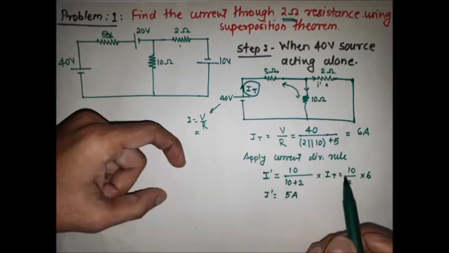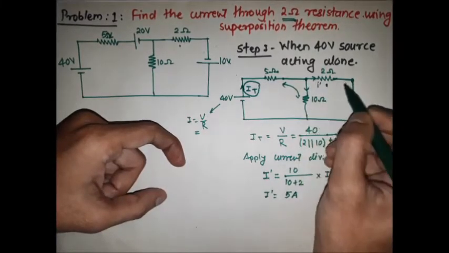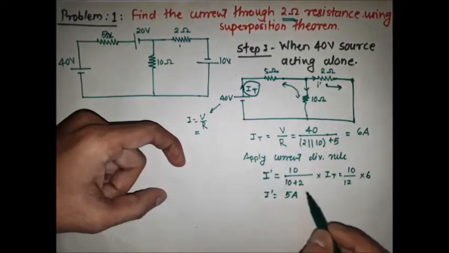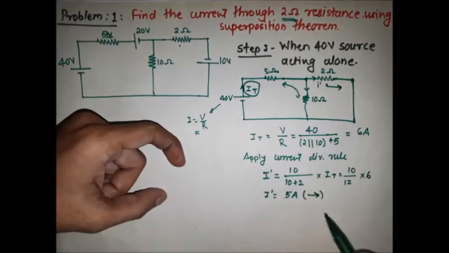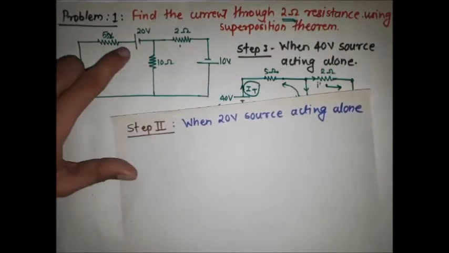And here we have to consider the direction of the current. The current flowing through the 2 ohm resistor is to the right hand side, so I give this current the right hand direction. So here it is I dash. Now we have to find the current by considering the 20 volt source alone.